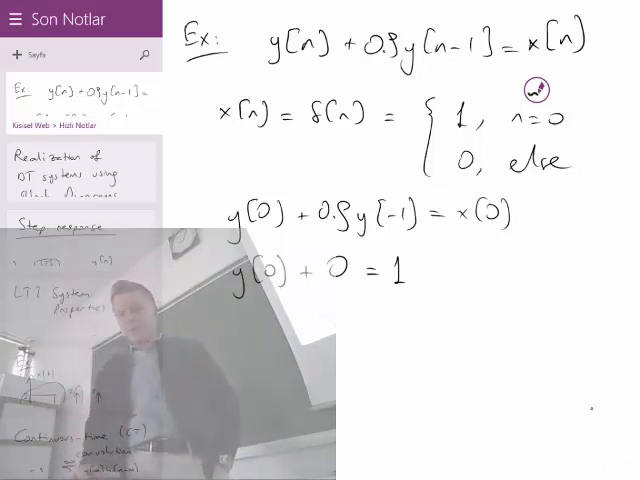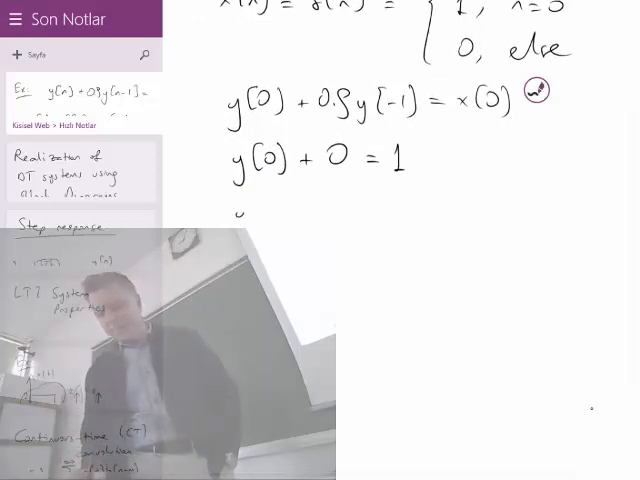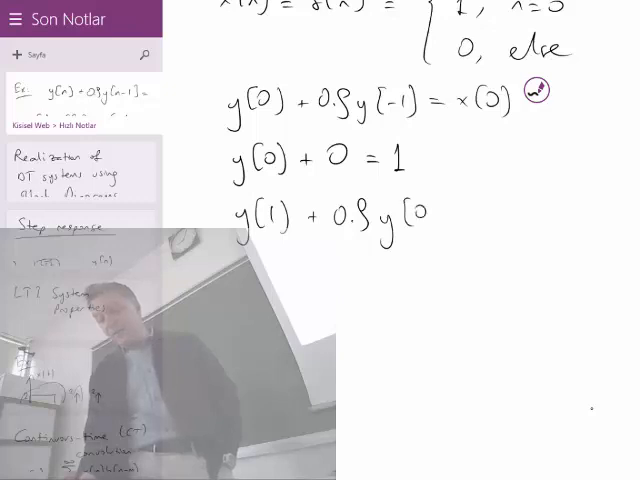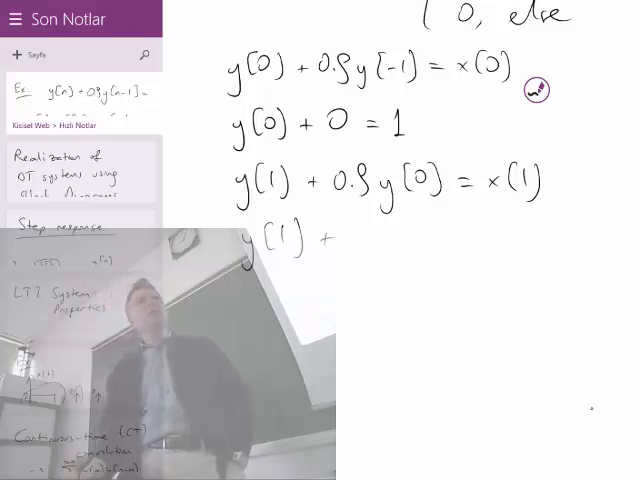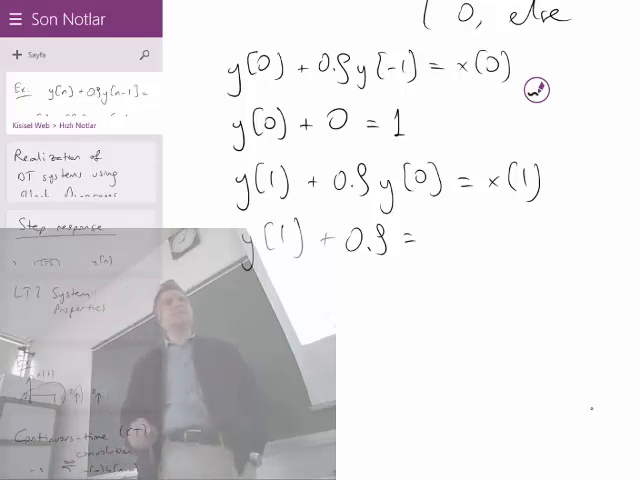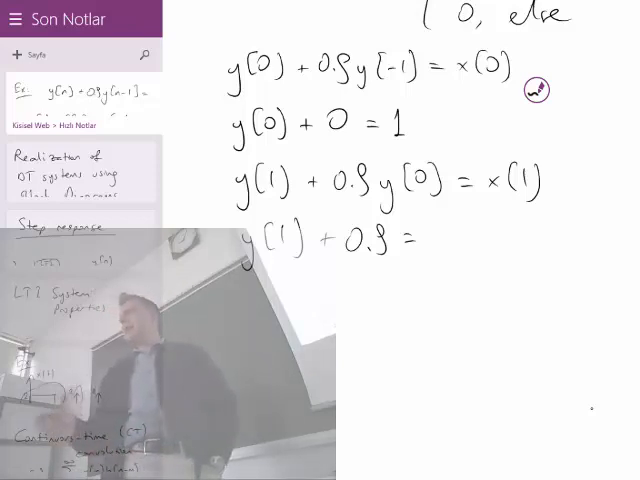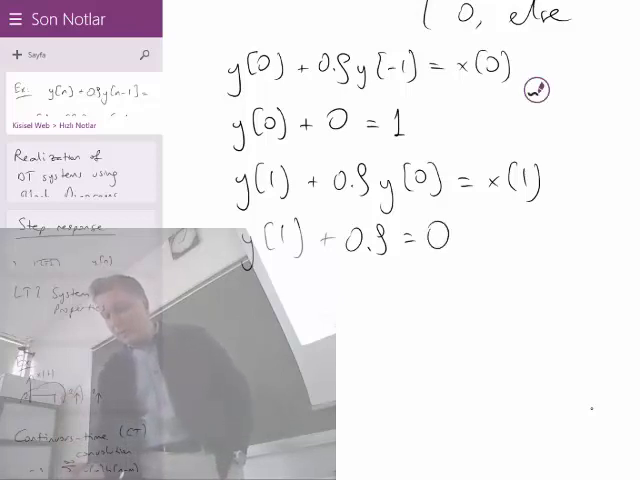We found one sample. Now can we proceed with y[1]? y[1] plus 0.9 y[0] is equal to x[1]. Let's substitute them. y[1] is what we are looking for. We don't know it, we want to find it. Plus 0.9 times y[0]. What was y[0]? It was 1. So plus 0.9 is equal to x[1]. What is x[1]? 0, because it's an impulse and at 1 it doesn't show anything, which tells us y[1] is equal to minus 0.9.